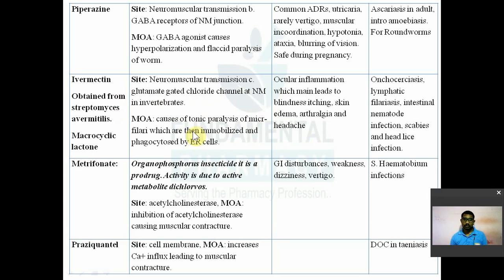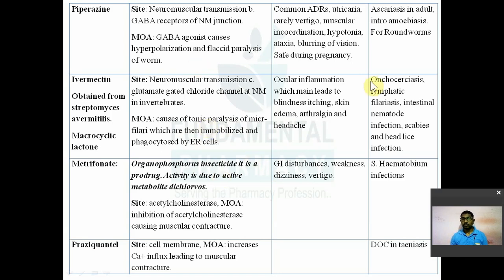So mechanism of action includes it will cause a tonic paralysis of micropillary, which is the organ for attachment of your worms in the intestine, which are then immobilized and phagocytosed by ER cells. तो इसके बाद क्या होगा कि जो ह्यूमंस का डिफेंस सिस्टम है वो इजीली फैगोसाइट या इजीली एनगल्फ कर देगा. Micropillary is an organ of locomotion, and which is then immobilized. तो immobilized मतलब वो मूव नहीं कर पाएगा और उसकी वजह से इजीली फैगोसाइटोसाइज हो जाएगा ER सेल से. इंटेस्टाइन में जो सेल्स होते हैं फैगोसाइटिक सेल्स.